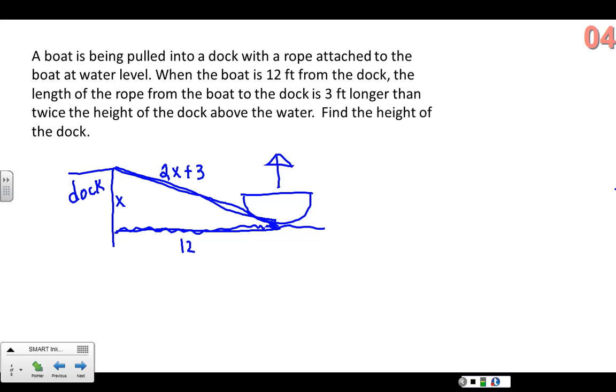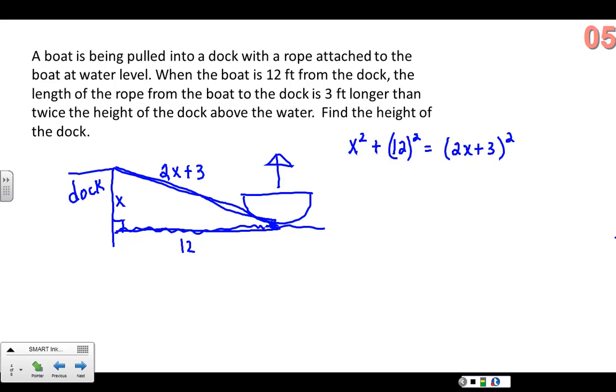So there we have the three sides of an example of a right triangle situation here. The legs are x and 12. The hypotenuse length is 2x plus 3. So that's how we'll set up our equation. x squared plus 12 squared will equal the hypotenuse, which in this case is (2x plus 3) squared.